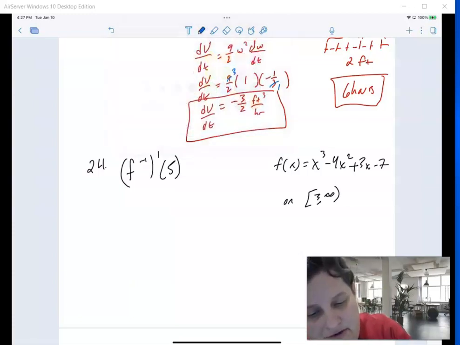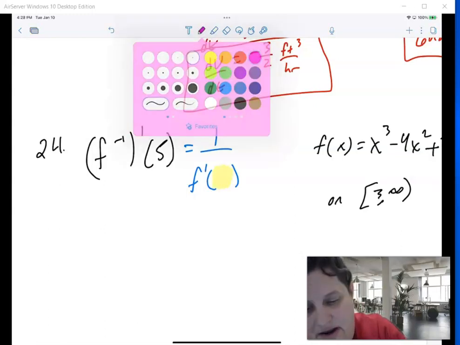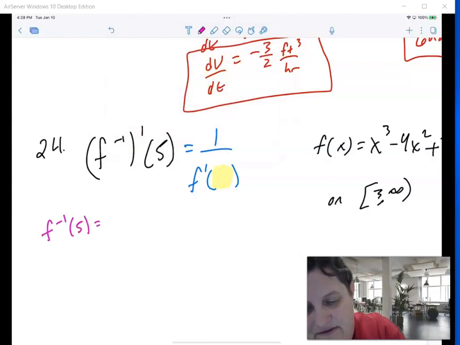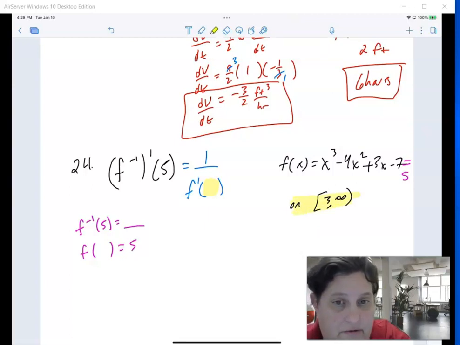Alright, let's start over here. For f inverse prime, I'm looking for 1 over f prime of something. I have to find that point. Off on the side, I write f inverse of 5 equals blank, so f of blank equals 5. I need to know where this equals 5. I swear if it's not 1, I'm going to be really mad. Okay, it's not 0. It's not 1. On the interval 3 to infinity means it's not 0, 1, or 2. Maybe it's 3. I hope it's 3, for goodness sakes.